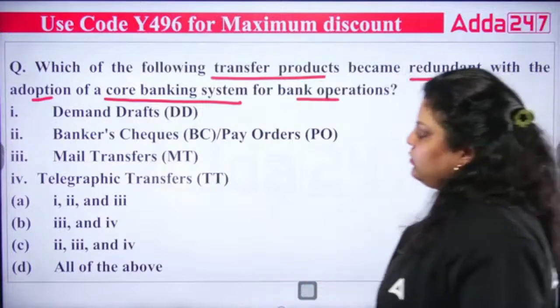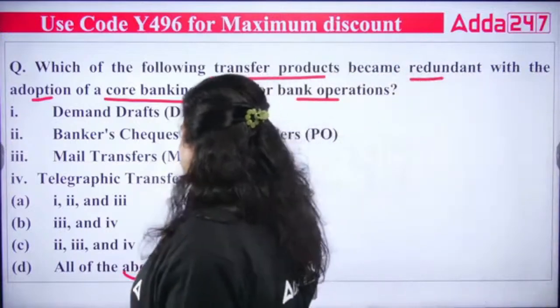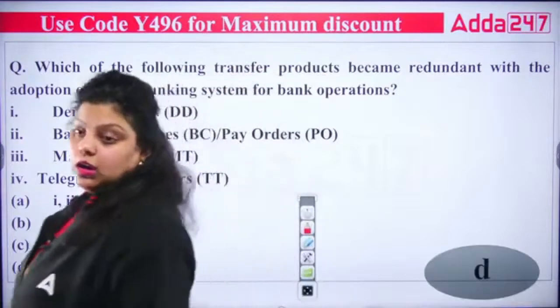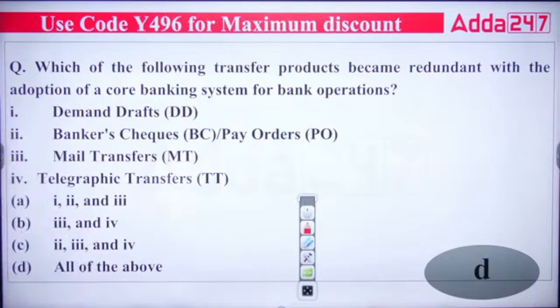And the answer is all of the above, because now we are using NEFT, RTGS, IMPS, UPI, BHIM, etc. So the right answer will be D, all of the above.